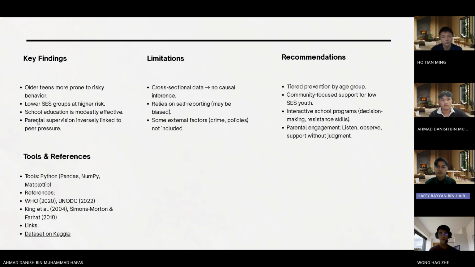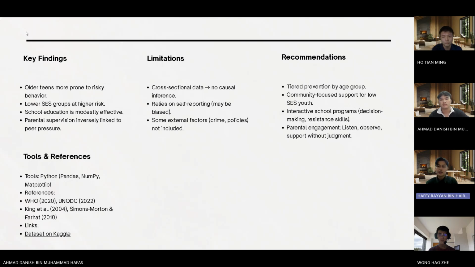While our study provided valuable insights, there were also limitations. The dataset is cross-sectional, meaning we cannot establish causation, only correlations. It is also based on self-reported data, which can introduce bias or inaccuracies. We also couldn't account for all external influences like local crime rates or regional policy. Despite this, the analysis gives a strong starting point for further research.